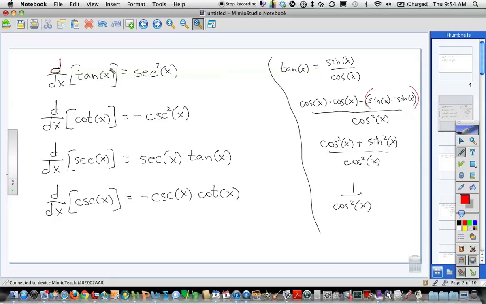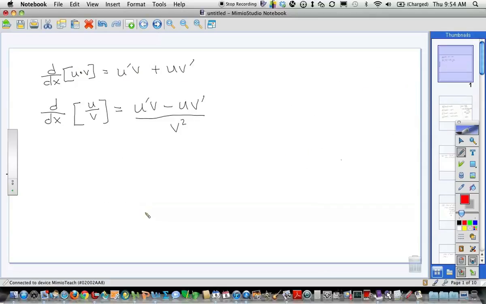So if you ever can't remember this, you can certainly do a quotient rule, but you wouldn't want to go through all that work when you could just memorize what it is. Okay? So those are the other 4 trig function derivative rules. We're developing quite a list of rules here that we got to know.